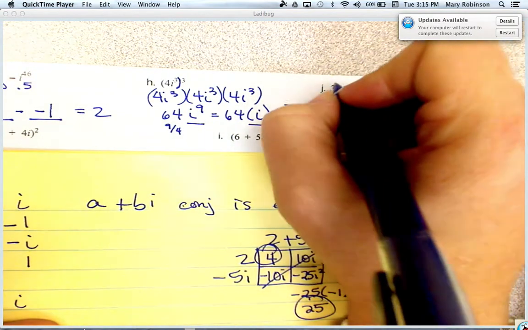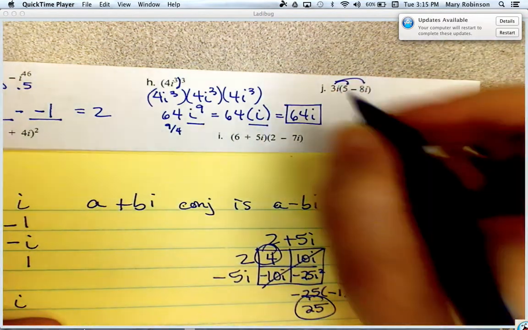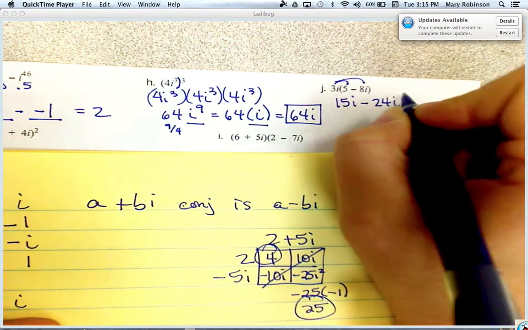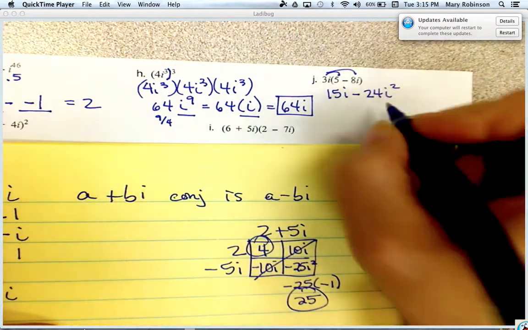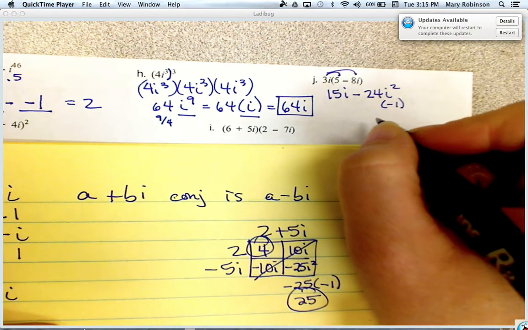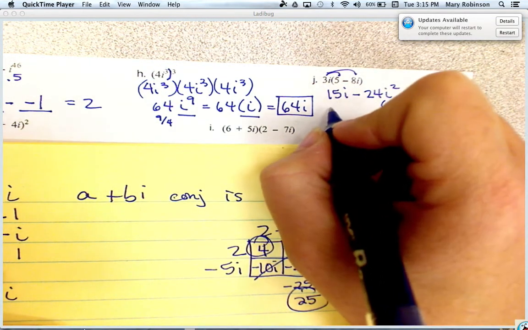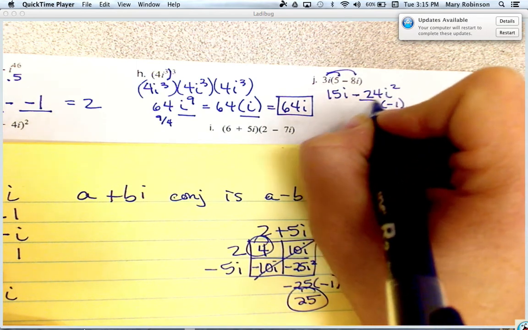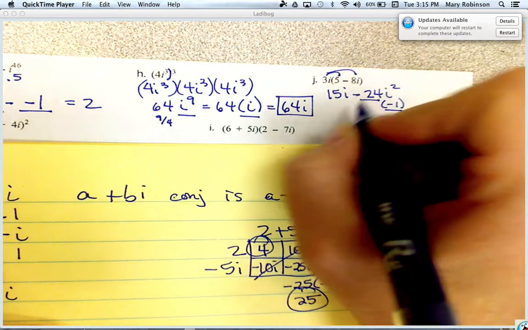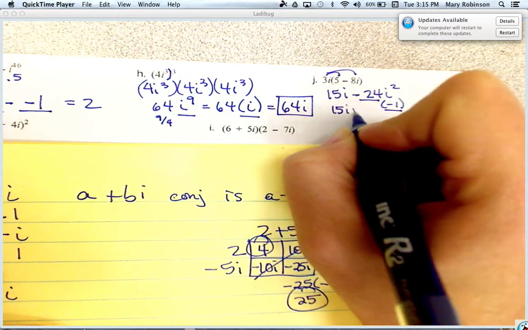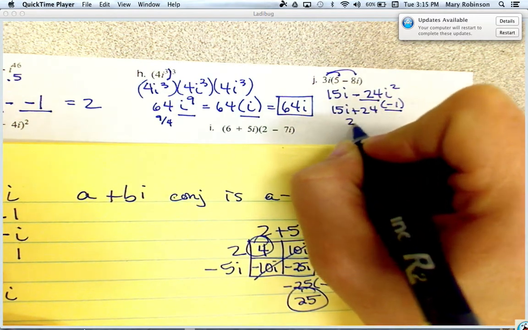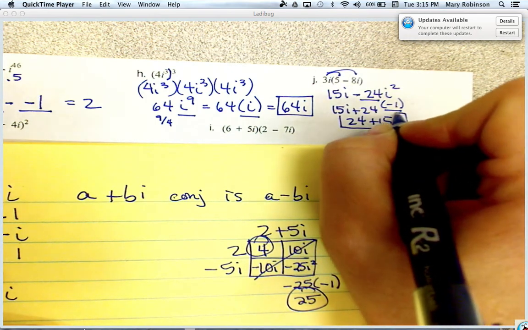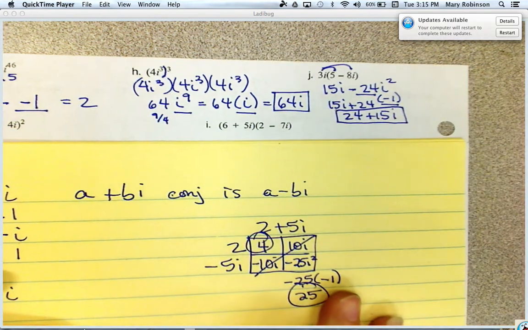Next for J, it's just a matter of distributing. So this gives us 15i minus 24i squared. But of course we should remember that i squared is -1. So this ends up being 15i minus 24 times -1. So think of this as -24 times -1, making it positive 24. But again, we always write the real number part first. 24 plus 15i would be the correct answer.